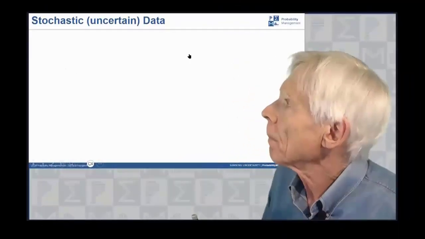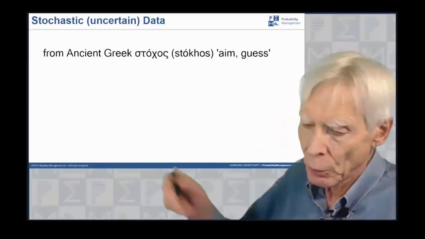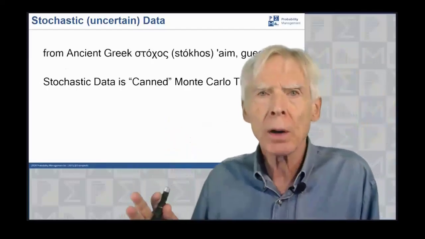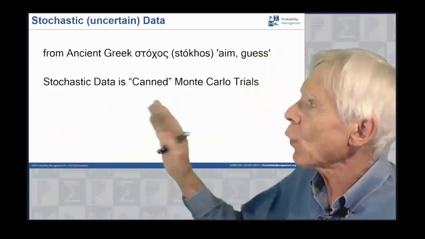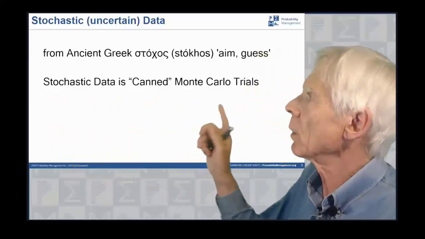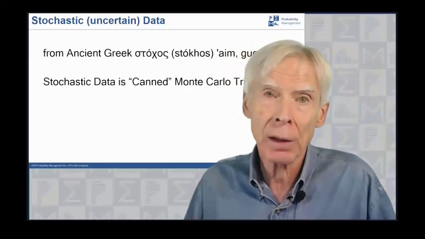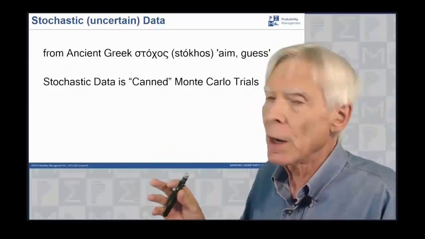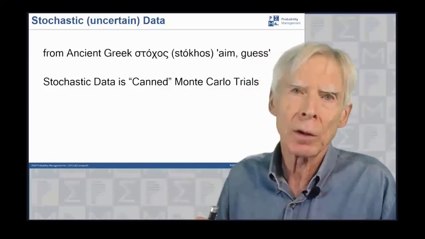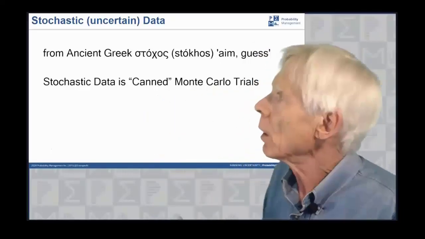So, what is stochastic data? Stochastic means uncertain. It's from the Greek. For those who know what Monte Carlo simulation is, by the way, stochastic data can be thought of as canned Monte Carlo trials. And sometimes it can be exactly that, but there's also virtual stochastic data in which the storage requirements are just a tiny, tiny fraction of what would happen if you really did that.